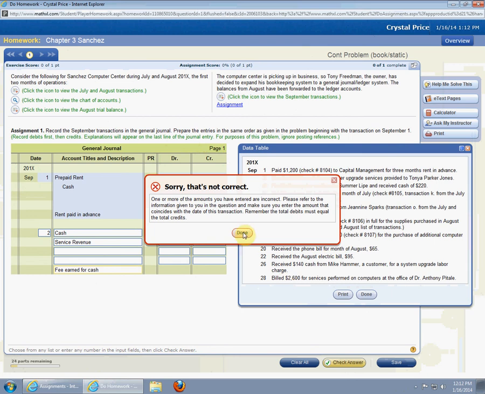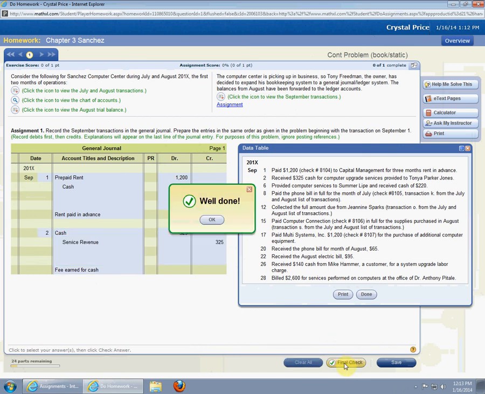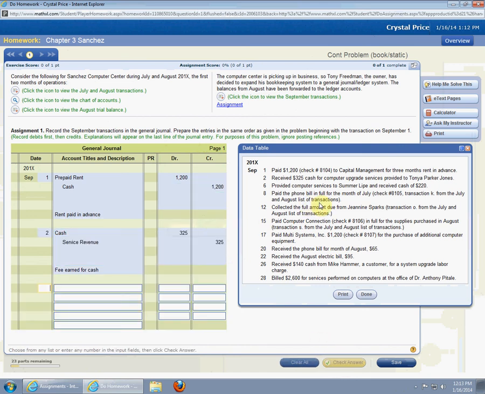Now, what have I done? Oh, I didn't enter the right amount. Where am I? No. So, there's September. Okay, the next entry, is everybody with me okay? Are you staying with me? Okay, the next entry is on the 6th. And it says provided computer services to Summer Lipe and received cash of $220.